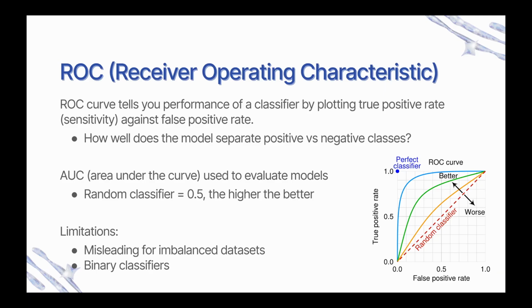Okay, so now, here is something that is also very interesting. It's called the receiver operating characteristic. It's called the ROC curve. So the ROC curve tells you the performance of a classifier by plotting the true positive rate, sensitivity, against the false positive rate. Okay. So it basically tells you how well the model separates positive versus negative classes.